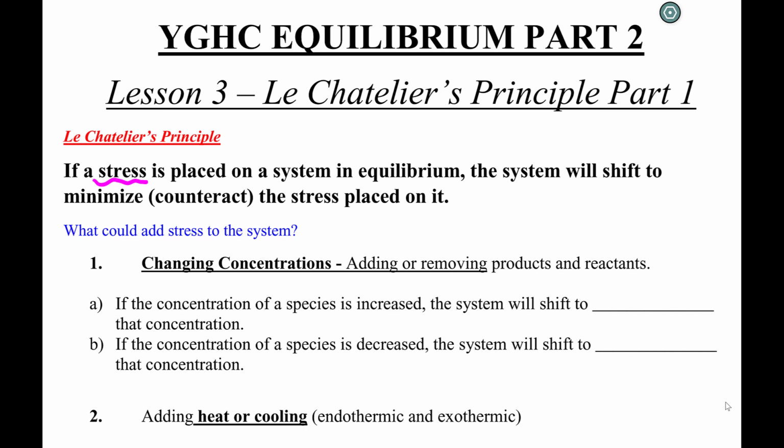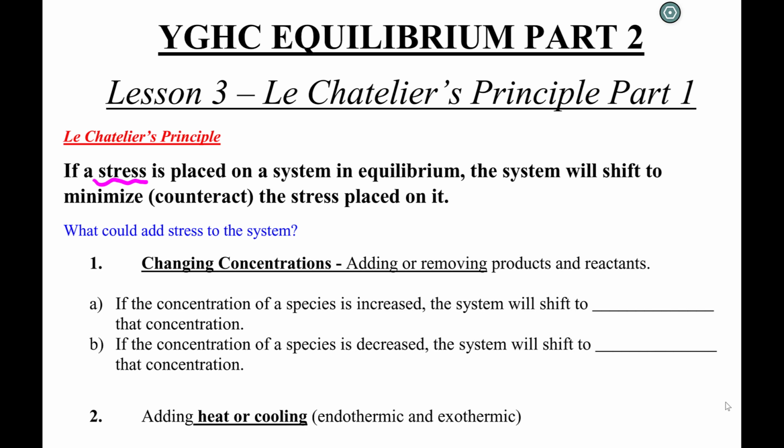Now, outright, Le Chatelier's principle says this. If a stress is placed on a system in equilibrium, the system will shift, which means it'll go to the left or the right, to the products or reactants, to try to minimize or counteract the stress that is placed on it and get back to its original equilibrium.